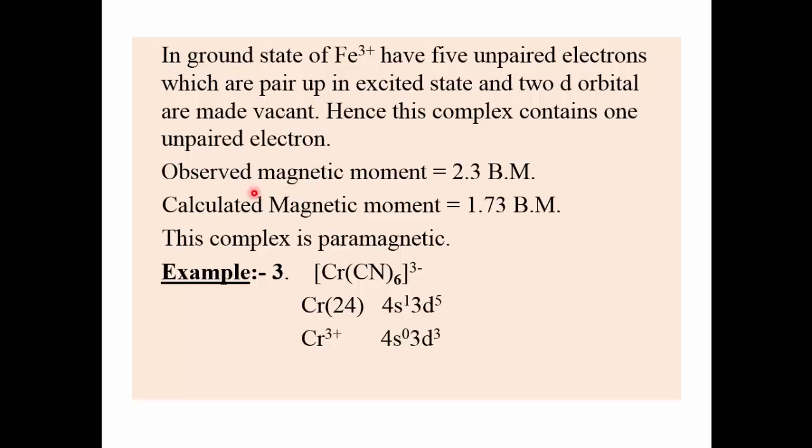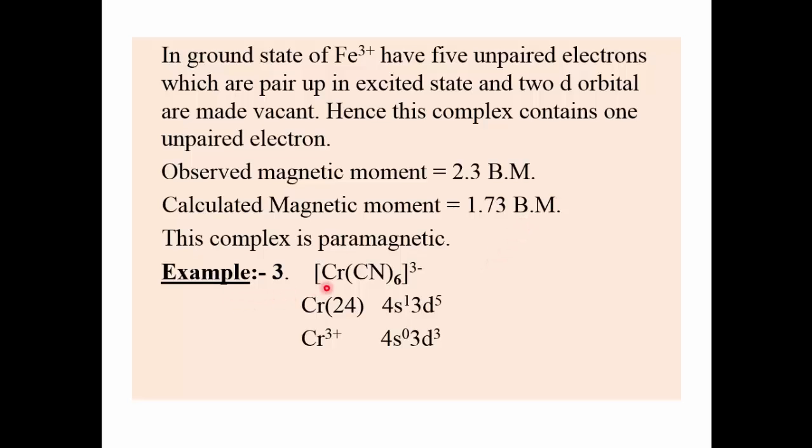Got it? Observed magnetic moment is 2.3, calculated is 1.73. These are close to each other. And now the complex is paramagnetic because one unpaired electron is present.